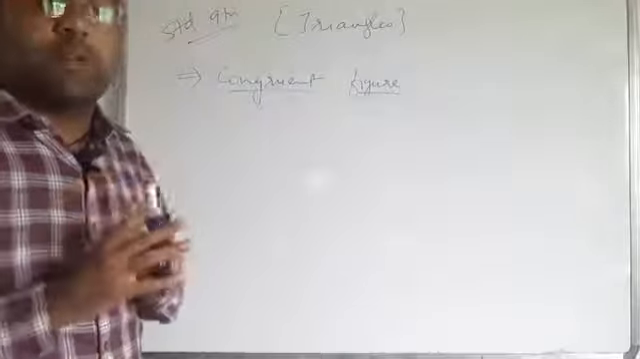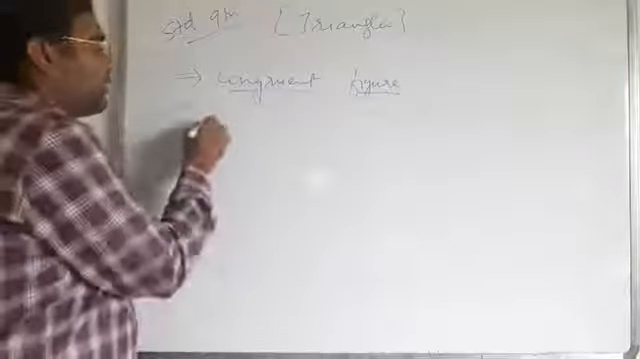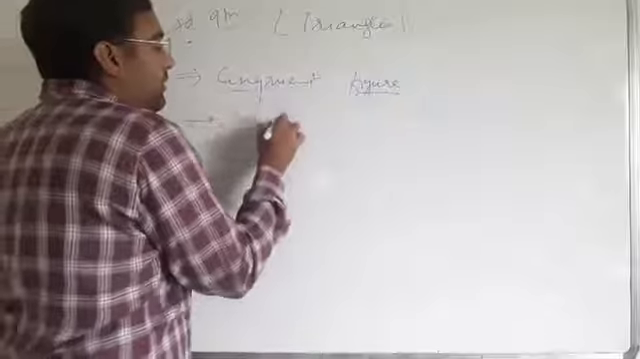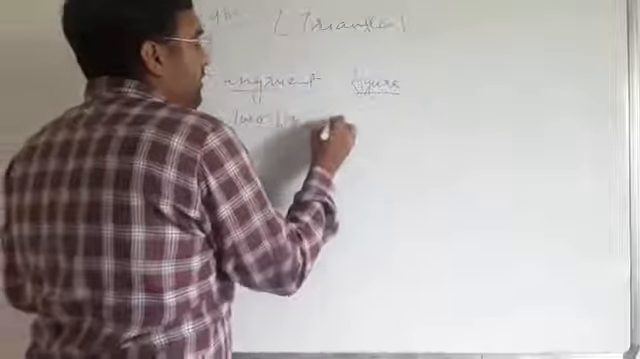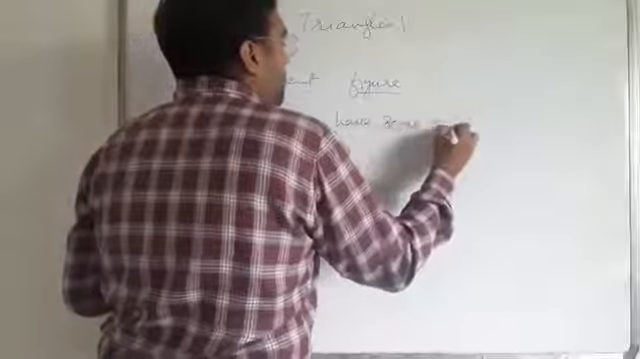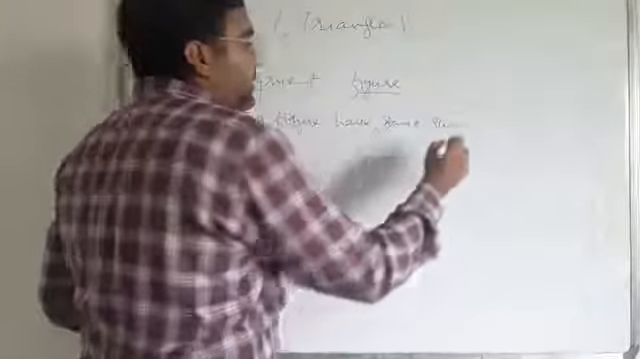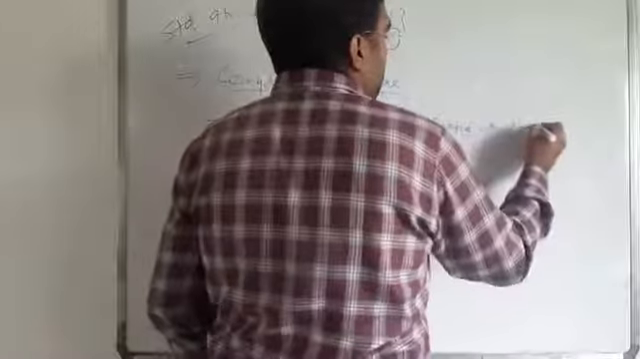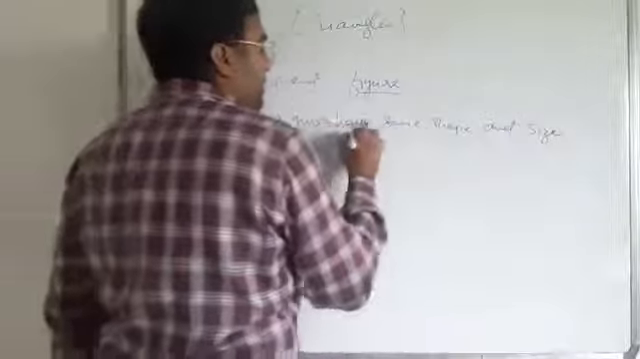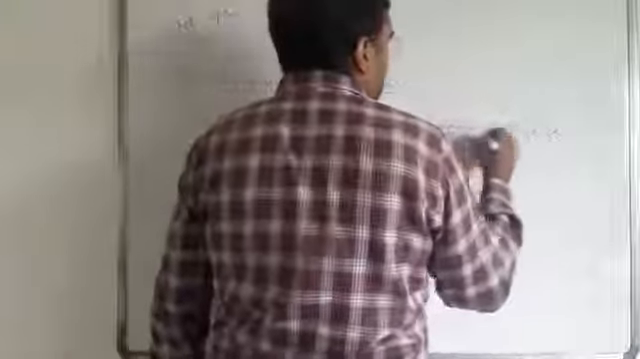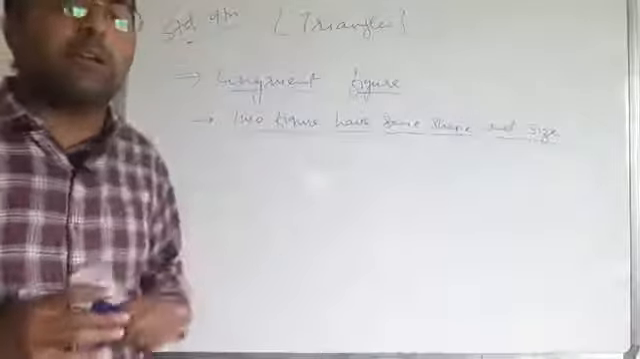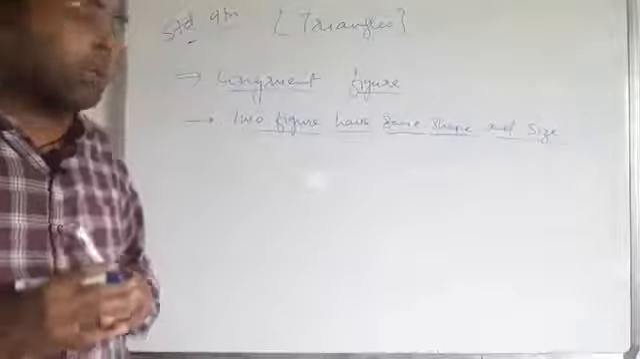Here is the definition of congruent figures: two figures that have the same shape and the same size are known as congruent figures.